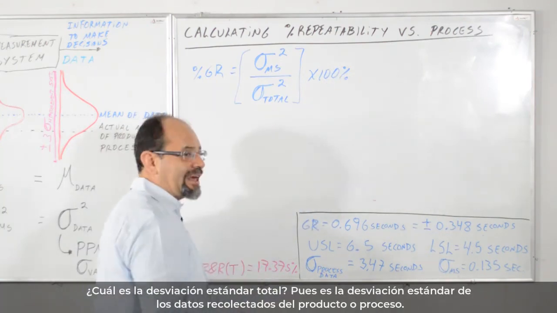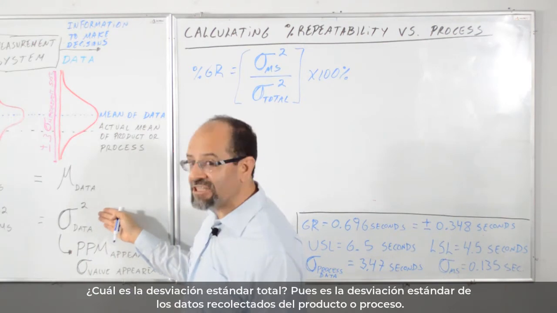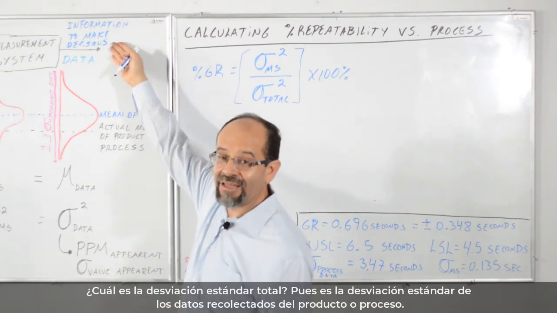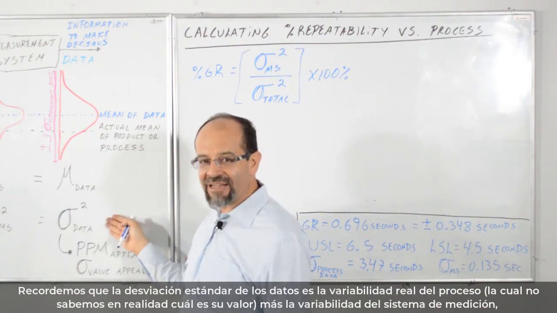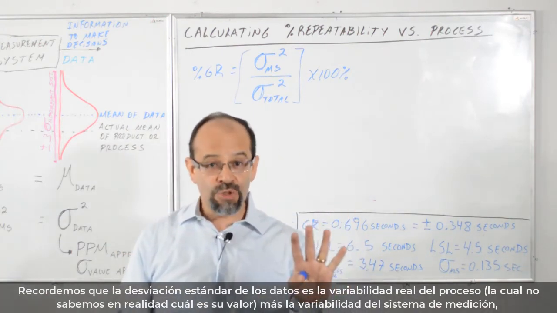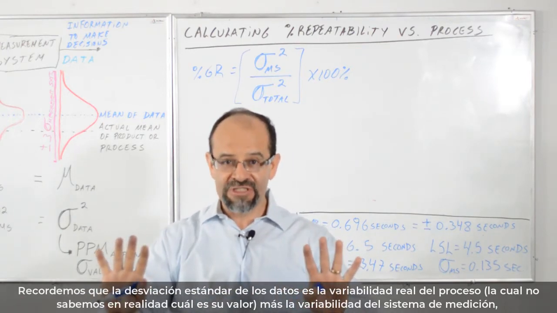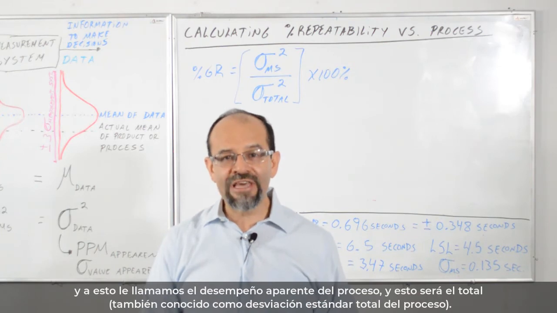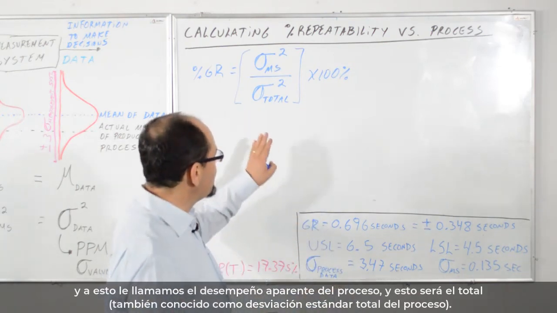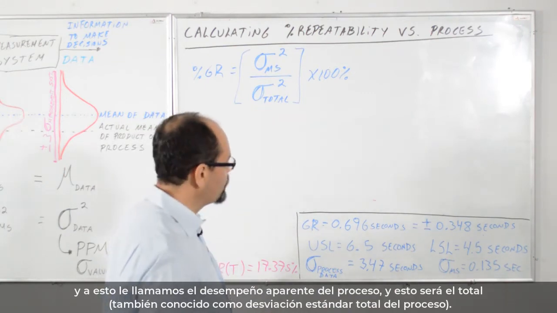What is the total standard deviation? The total standard deviation is the variability of the data. Keep in mind that this standard deviation of the data is the variability actual of the process, which we don't know how much is that one, plus the variability of the measurement system. So that's what we call the apparent performance of the process. And that will be the total, also known as process standard deviation.